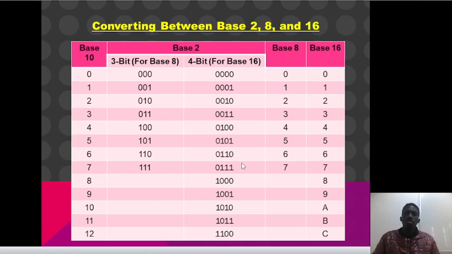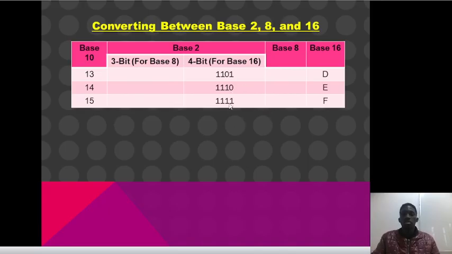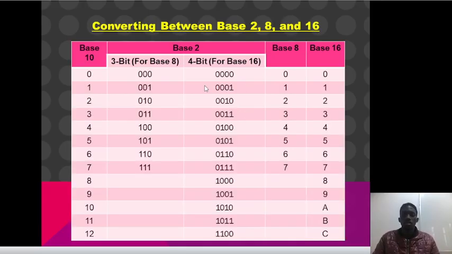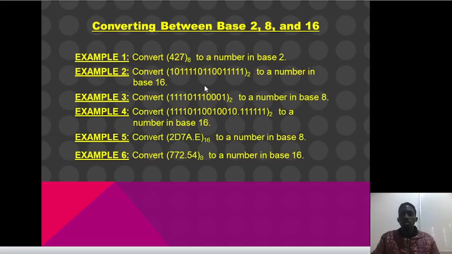So the question is, how do I employ this table? How can I employ it in conversions? Let's go into that. We are converting between base 2, 8, and 16, between the three of them. So let's look at an example. Convert 47 in base 8.